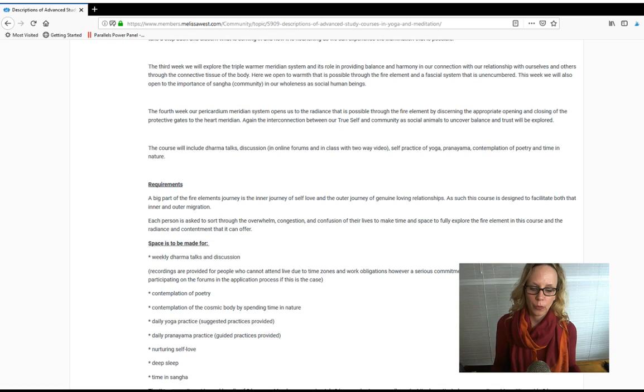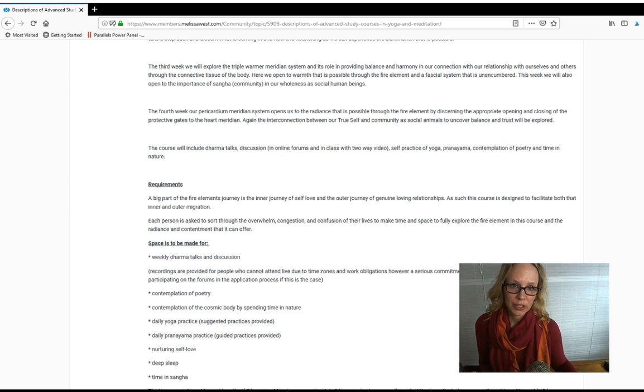So the fourth week is the pericardium meridian system. This is a fascinating meridian system. The heart is so important to the overall meridian system of the body that it has a system called the pericardium meridian system that protects it. It has its own gates. The pericardium meridian system, you can visualize it like gates.